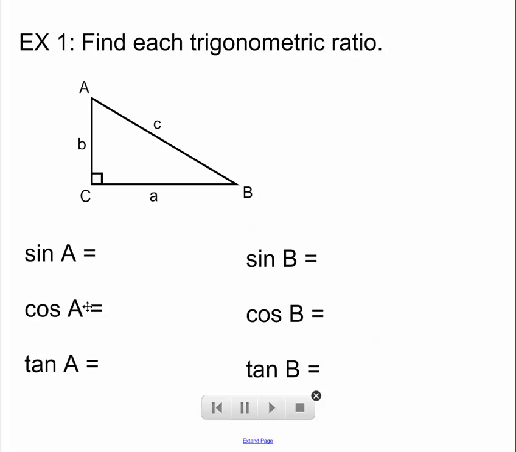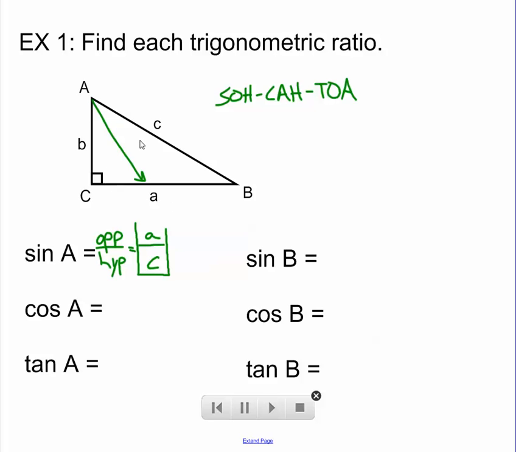All right, so let's start identifying some ratios here. So we're gonna find each trigonometric ratio: the sine of angle A, the cosine of angle A, the tangent of angle A, and then we'll do the same for angle B. SOH CAH TOA is what we're dealing with here. So remember, sine is opposite over hypotenuse. The side opposite of angle A is side A. The hypotenuse is obviously across from the right angle, C.